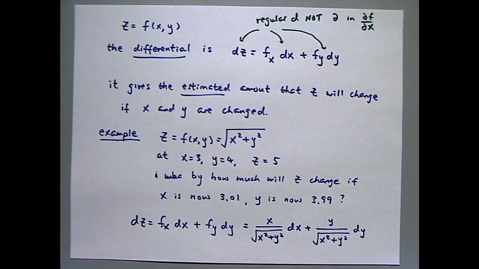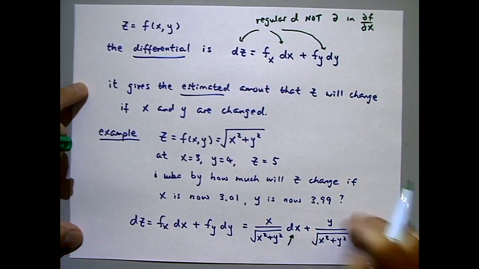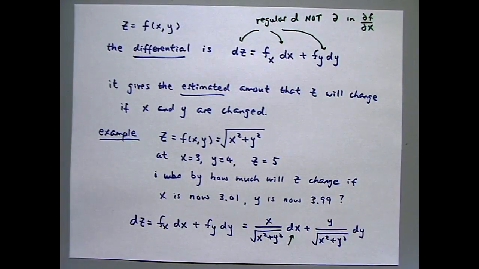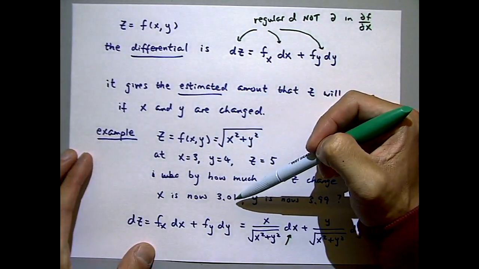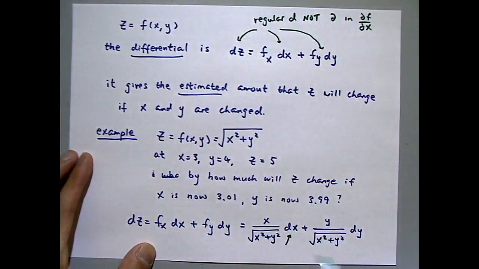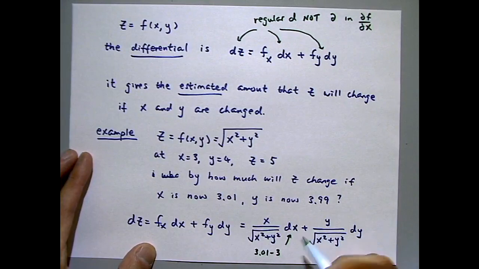Now, when we use the differential to estimate a change, dx, this is how much x will change. We're starting at 3, we're ending at 3.01. So the change is 3.01 minus 3, right? The new x minus the old x. So we change x by 0.01.